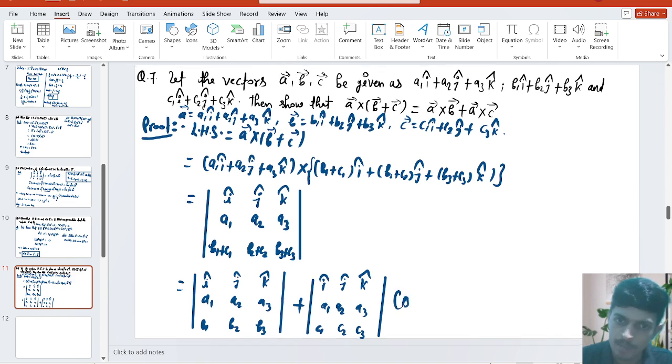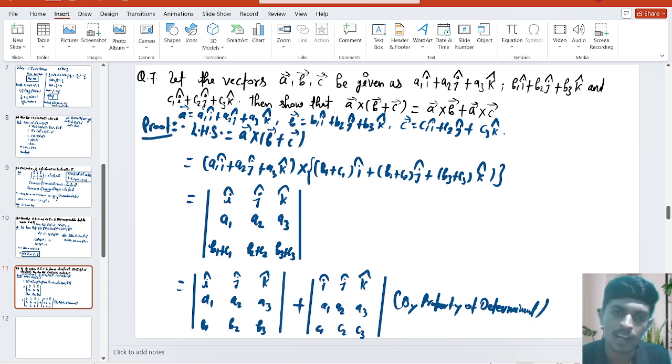By the property of determinant, if any scalar is summing in any row or column, then we can separate it like here. Because C1, C2, C3 is summing in the third row, we can separate it. First we write B1, B2, B3 with rows R1, R2 as they are, and next we write C1, C2, C3 here. So this looks like A1, A2, A3 and B1, B2, B3. This is vector A cross vector B.